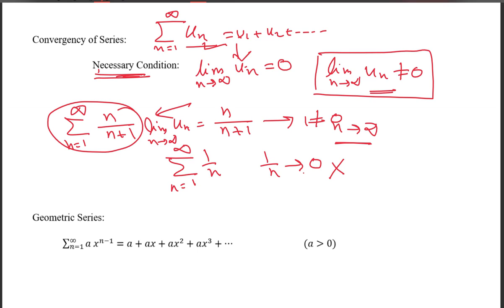But suppose summation n is equal to 1 to infinity 1 by n. Here also limit n tends to infinity, the nth term un, is tending to 0. So you cannot conclude here that it will be a convergent series or divergent series. If it is coming not equal to 0, you can immediately conclude that it will not be convergent. But if it is coming 0, in that case you have to go for the further step.